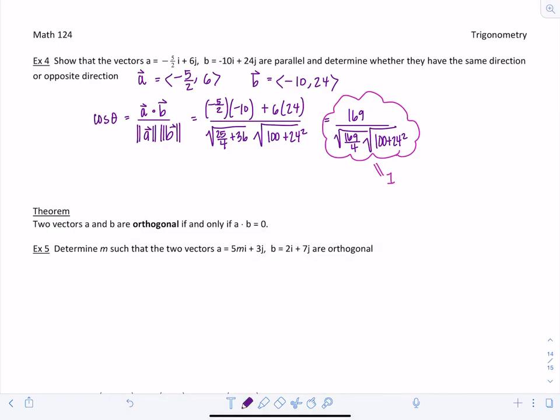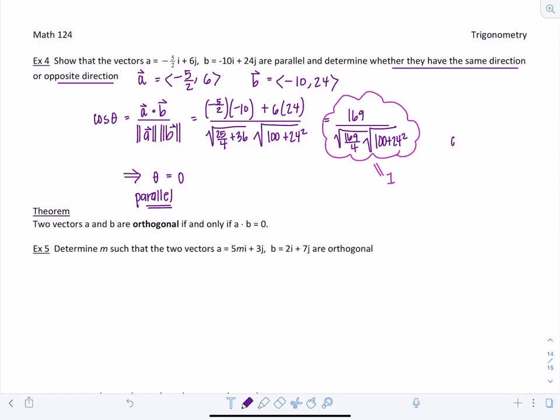Okay, so if cosine of theta is equal to 1, then that means theta is equal to 0. So we can see that clearly the angle between them is 0, so they're parallel. And then they're asking us to determine whether they have the same direction or opposite direction. Well, if they had the opposite direction, theta would have been pi or 180 and cosine would have been -1.